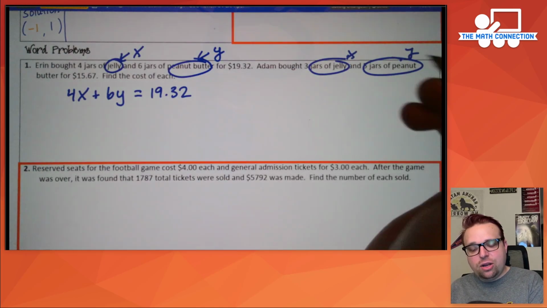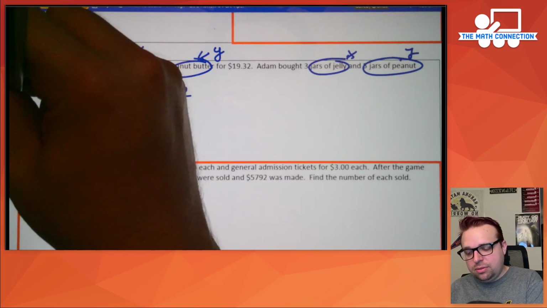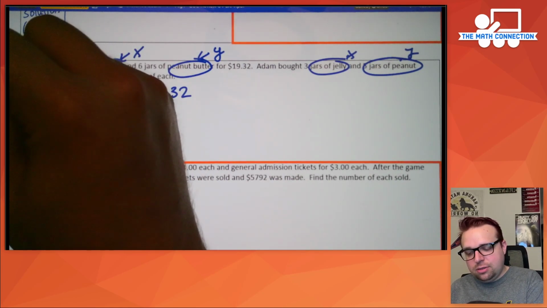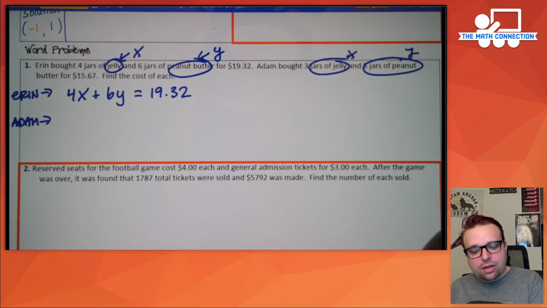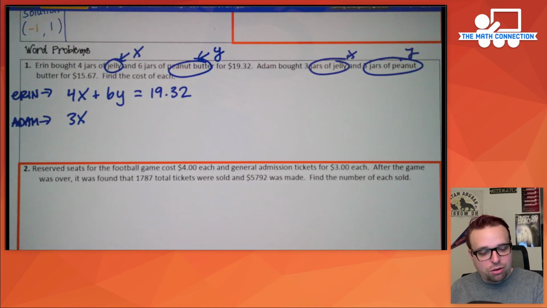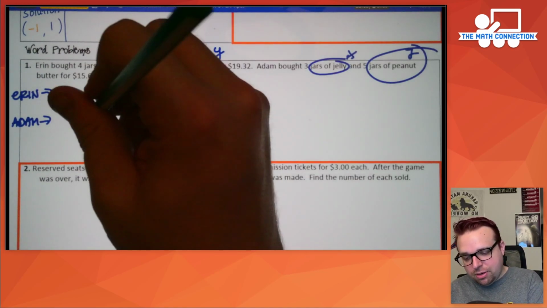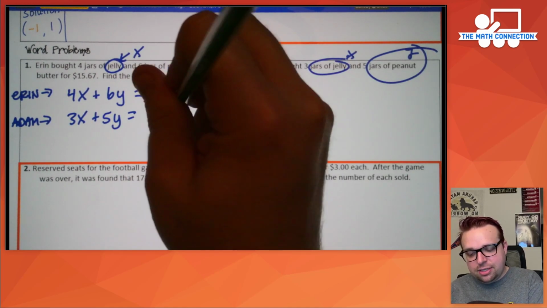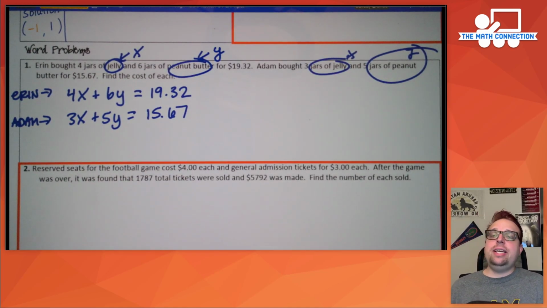So the second equation will be for Adam. Okay, second equation is 3 jars of jelly, and I wrote over it so I can't see it, 5 jars of peanut butter. And his total was $15.67. Find the cost of each. So all you're solving for here is X and Y, because X is the cost of the jelly and Y is the cost of the peanut butter, okay?